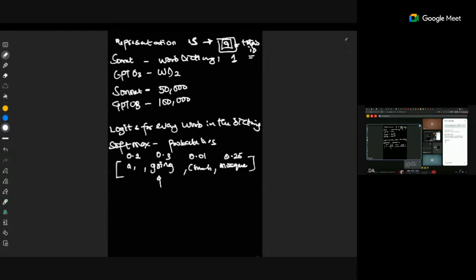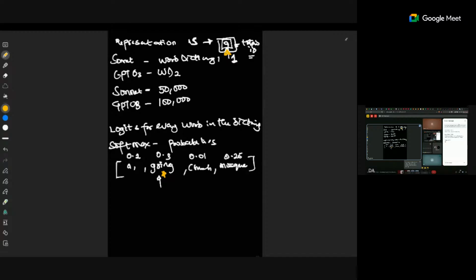Since it did not get A, it just calculates the difference between the value of A, which is 1 here, and the value of going here, which is 0.3. It calculates the difference, and that's how it's used. It now does backpropagation. At this point, it just calculates the loss function. The loss function is just the difference between what is predicted and what is the actual value.